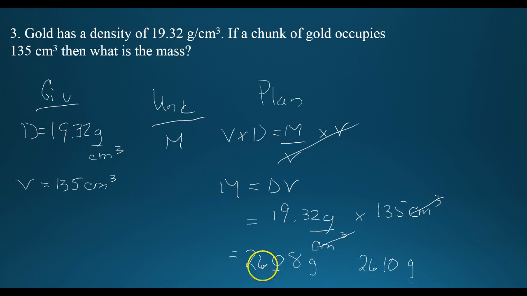Think about it. 2,608 can't round down to 260. It can only round up to 2,610.